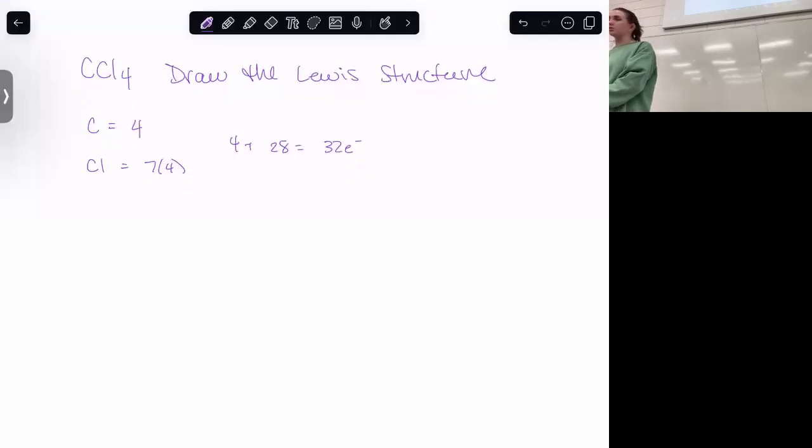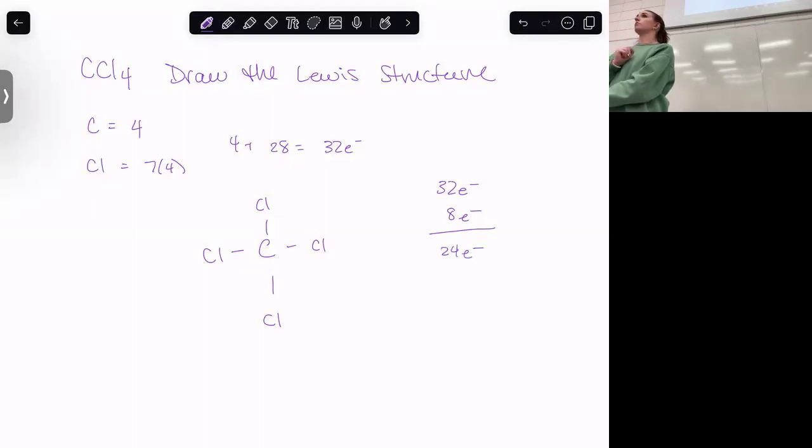We're going to draw a skeletal structure. So what goes in the center? Carbon's going to go in the center here. And how many bonds is carbon going to make? It's going to make 4. And then chlorine will go on the outside of all of those. We had 32 electrons and we just made 4 bonds. So how many electrons did we use with those 4 bonds? Perfect. So how many remain? 24 remain.